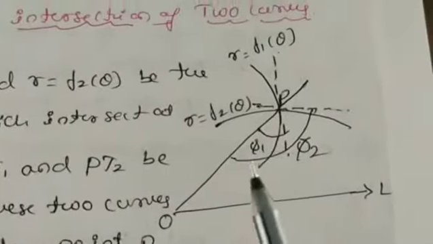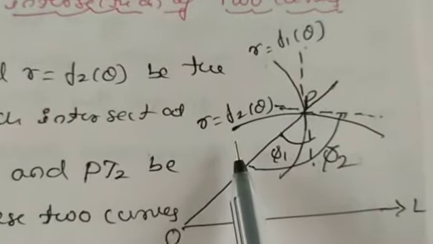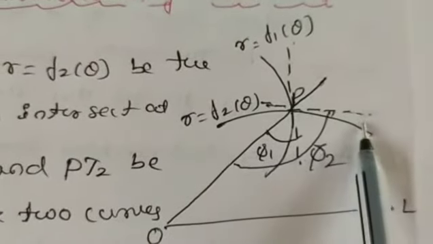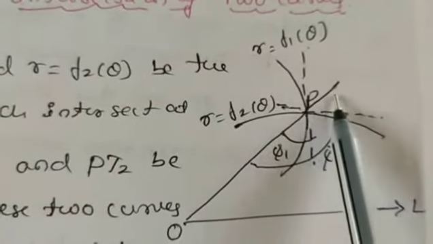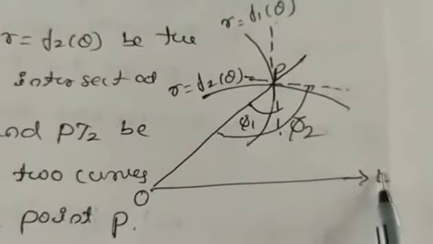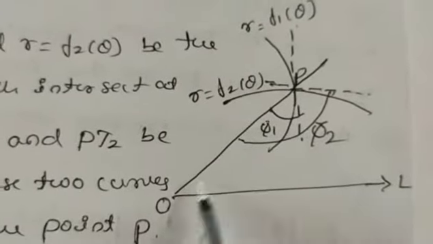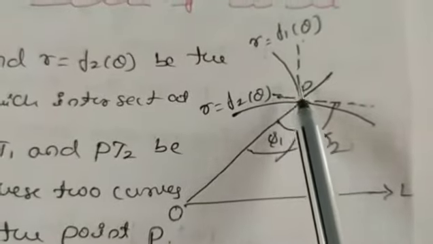Here we have two curves, r equals f1 theta and r equals f2 theta, and these two curves intersect at the point P. Let us join this point to the origin, and this is the line OL, and this is OP. Draw a tangent to these two curves at this point P.